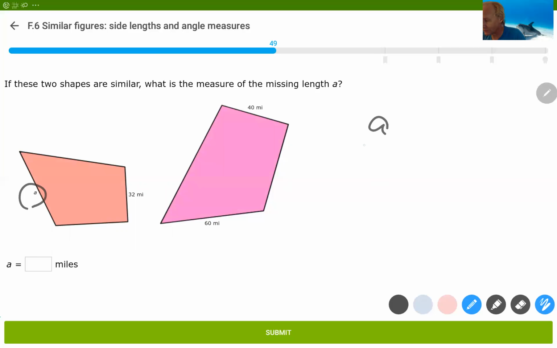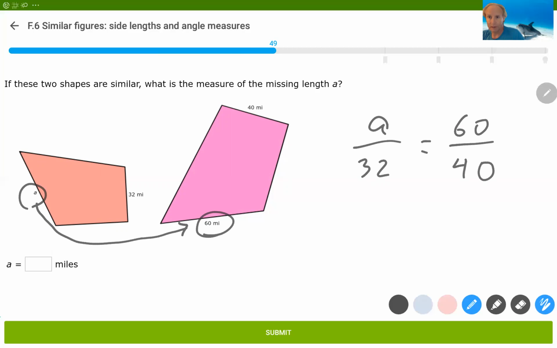Now, I have a choice. I can write the A because it goes with the 60. I could write A over 60 is 32 over 40. Or I could just simply put the A over the 32 since they're in the same figure. Now I just have to make sure that this side corresponds to the side on this figure, which is the 60. So it's 60, that goes with the A, and the 40 goes with the 32.